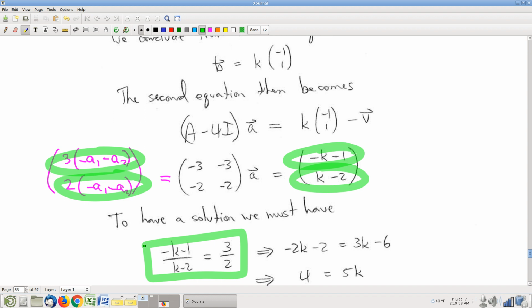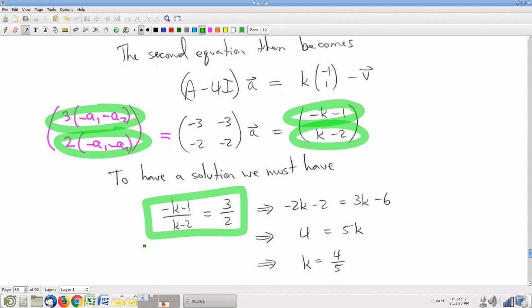That tells me this. This is a clever move. You don't have to do it like this if you don't want to. If you just want a chapter 1 row reduce, solve for k, just like in section 1.1, totally fine, no problem. But this bypasses a little bit of row reduction. So anyway, solve for k, and k ends up being 4/5.